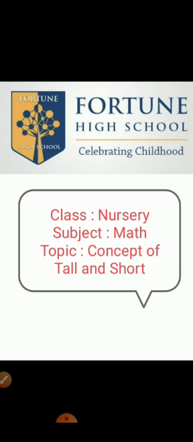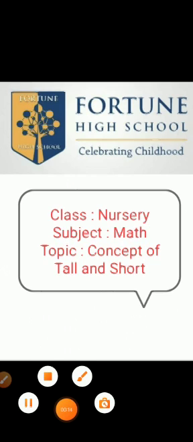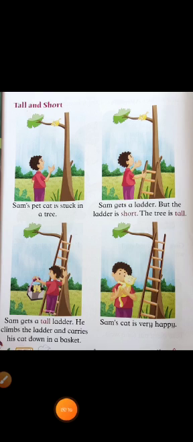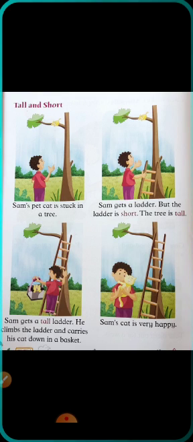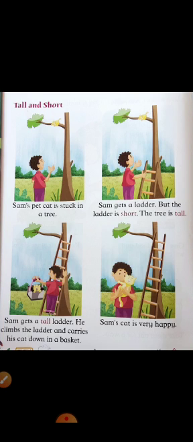Our today's subject is math and our today's topic is the concept of tall and short. So children, today we are going to learn the concept of tall and short. So in this picture we can see a boy. His name is Sam and he has a pet cat.